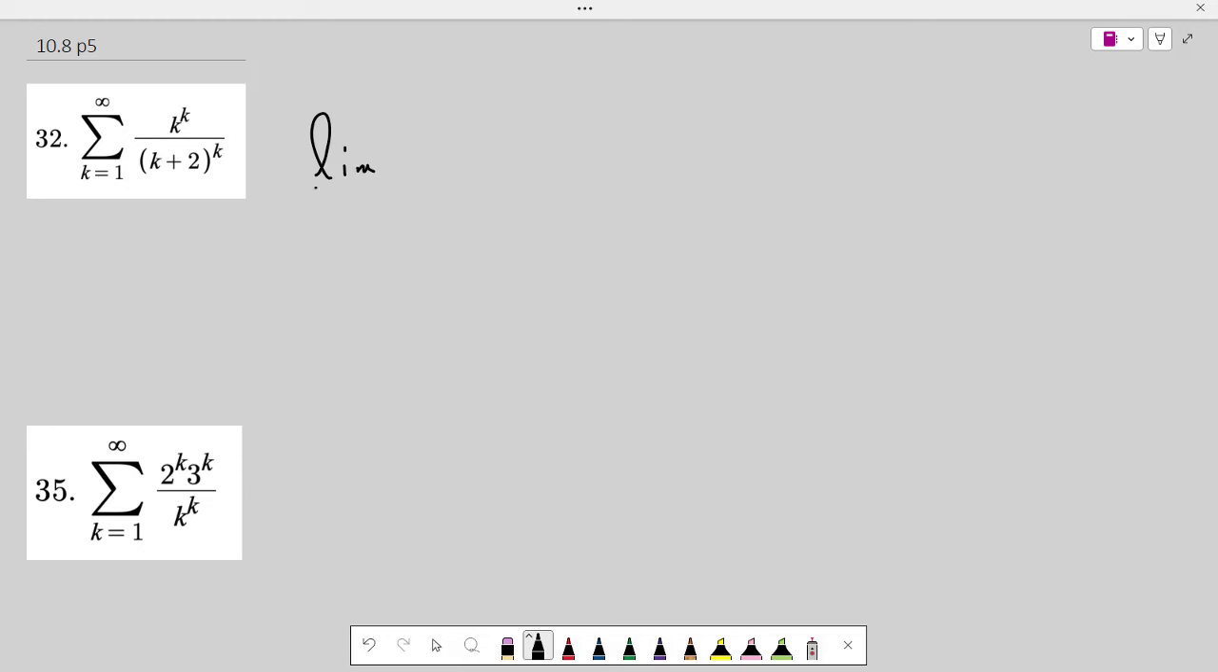So we're going to take the limit of the kth root of the absolute value. And we don't really need the absolute value here because everything's positive. I'll put it in just for one step. k over k plus 2. It's 1. k over k plus 2. Oh, inconclusive.